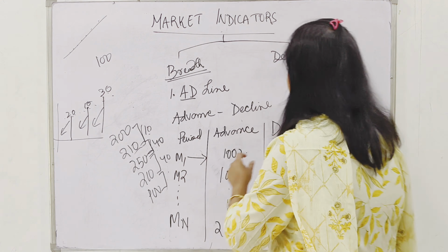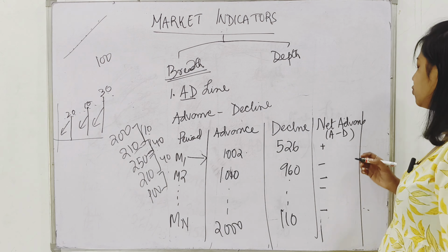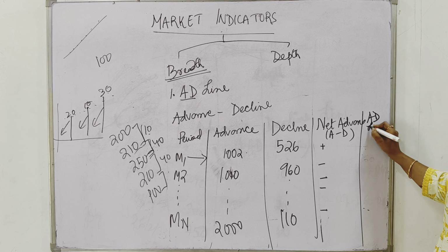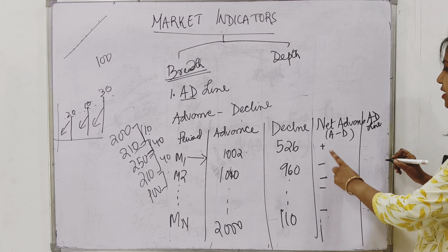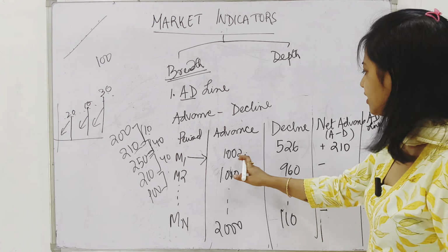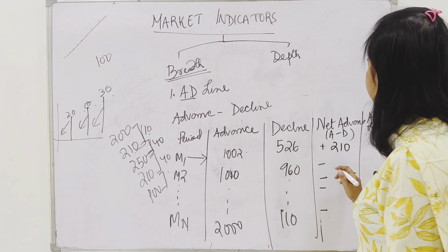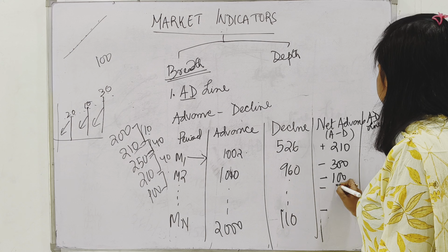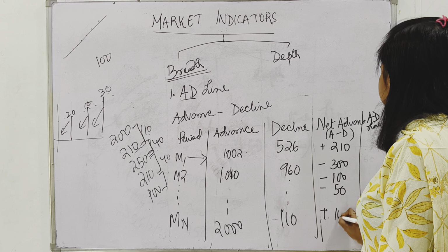So friends, we got this net advance. Then what will we do? We'll try to find out the AD line. How do I find out the AD line? Suppose your net advance is 210 here. Suppose it's hypothetical; this minus this is not 210, I just wrote 210. Suppose it is minus 300, minus 100, minus 50. Say for example this is 100.